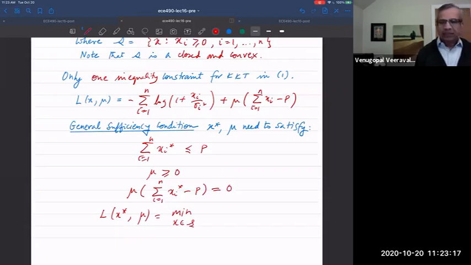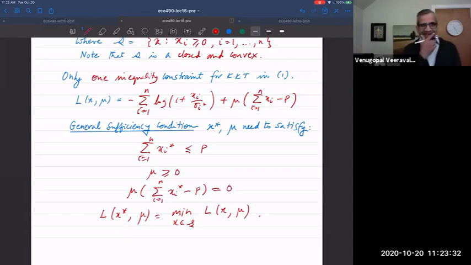If we do all this, then we prove that x star is a global minimum. It's a sufficient condition for x star being a global minimum for the original optimization problem. That's what the general sufficiency condition says. Okay, so let's see if we can do this.